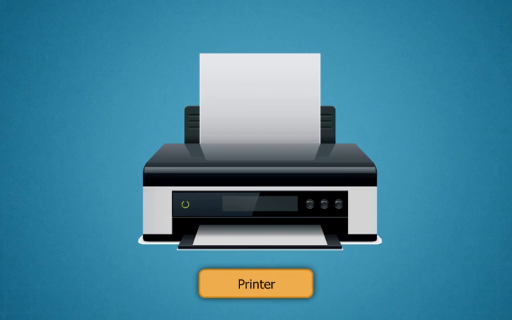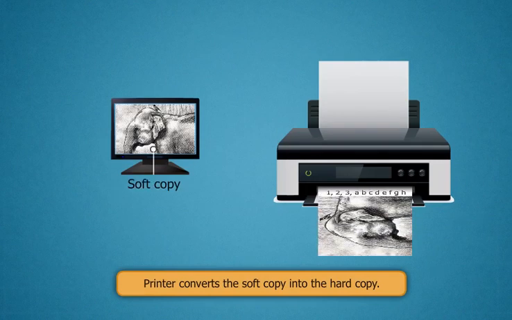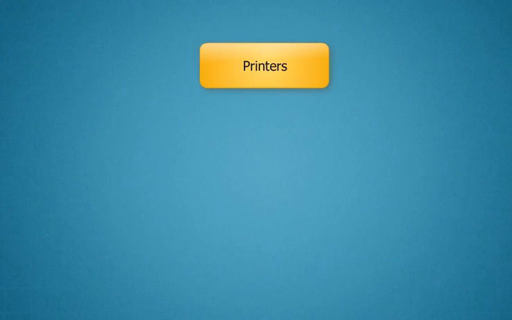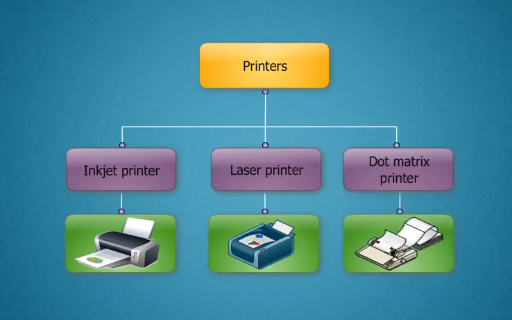Printers are commonly used to print text data and images. It converts the soft copy into the hard copy. A soft copy is an electronic copy of some type of data, such as a file or image that is viewed on a computer's display, while a hard copy is the printed copy of that document. There are three main types of computer printers, namely inkjet, laser, and dot matrix.